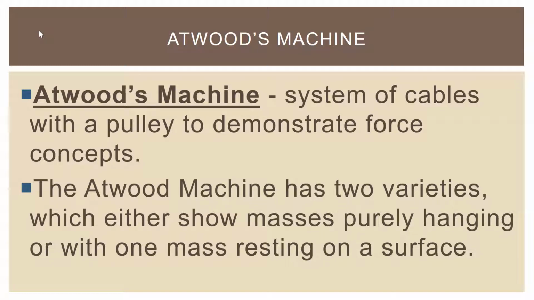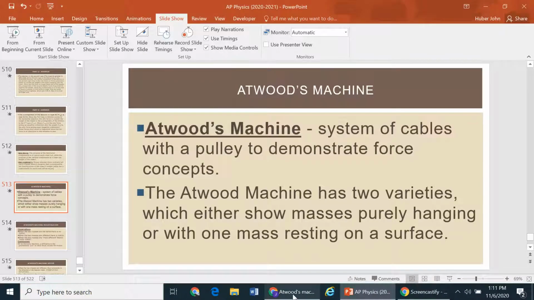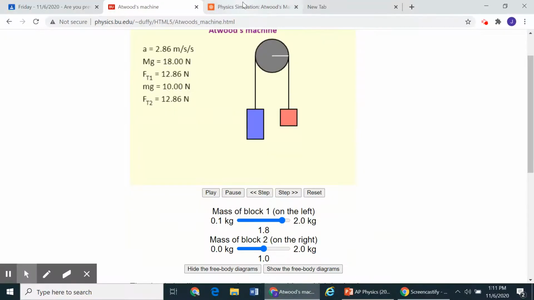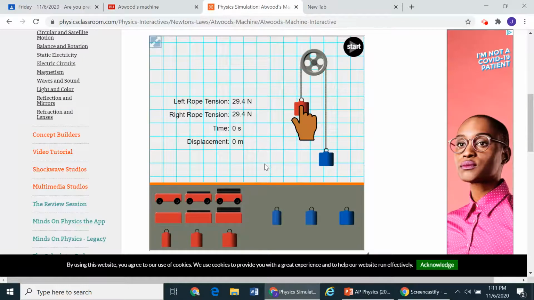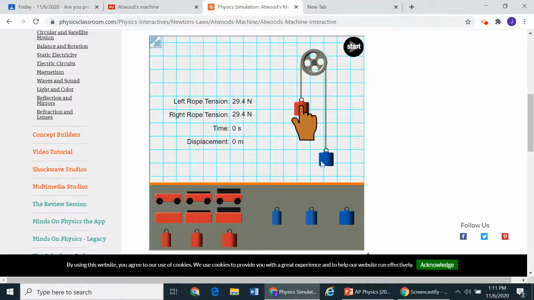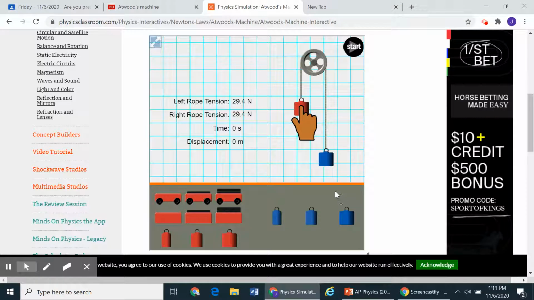Every single year in class, I jump up on the table and I show an Atwood's machine in motion. It looks a little something like this. So I get up there, I hold the thing, and I say, all right, guys, I got these two blocks, and I hold them just like this. And I say, what do you think is going to happen to the blocks? Somebody says something cute, like, they're going to move. And then I say, okay, well, how are they going to move? Which direction are they going to move?